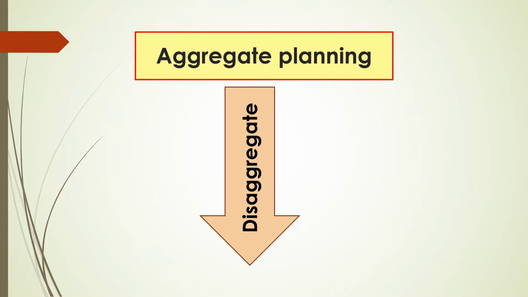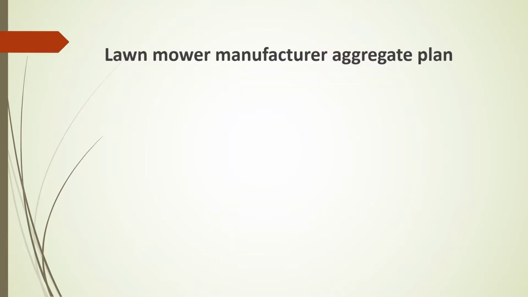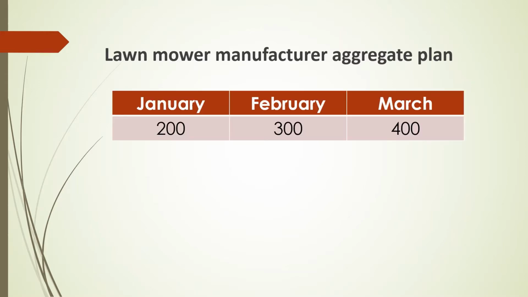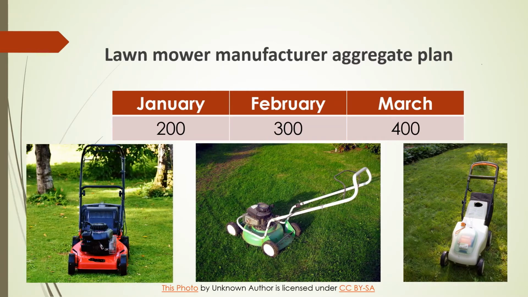For example, a lawnmower manufacturer may have an aggregate plan that calls for 200 riding mowers in January, 300 in February, and 400 in March. That company may produce 3 different models of riding mowers. Although all the mowers probably contain some of the same parts and involve some similar or identical operations for fabrication and assembly, there would be some differences in the materials, parts, and operations that each type requires.